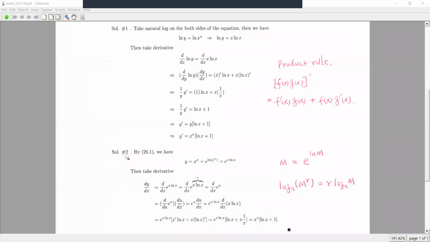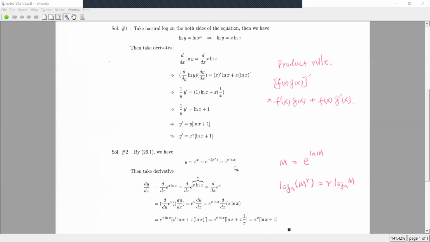This example has a second solution. In this second solution, I transform the tower function into an exponential function by this formula. In this formula, I set m to be x to the x. Then I have this equation. In natural log of x to the x, I can bring down the power x to the front. I have this equation. Now, take the derivative of this exponential function.